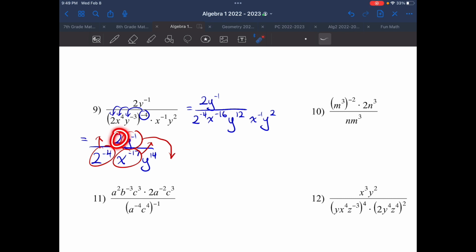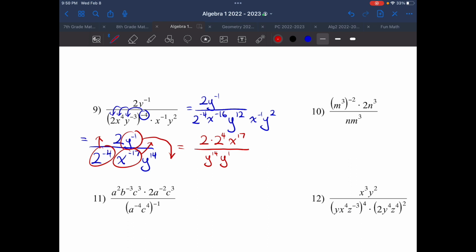Notice I did not circle this 2 because this 2 is technically to the power of 1, which is positive. Positive powers do not switch sides. So from here, I have that 2 left over in the top. I have another 2 to the power of now positive 4, an x to the power of positive 17. There's the entire numerator. The denominator, I originally had a y to the power of 14, and I moved down a y to the power of 1.